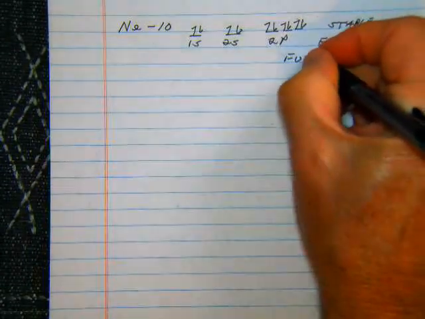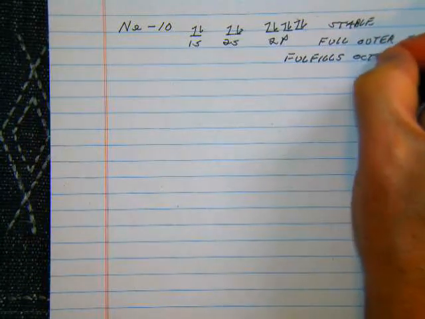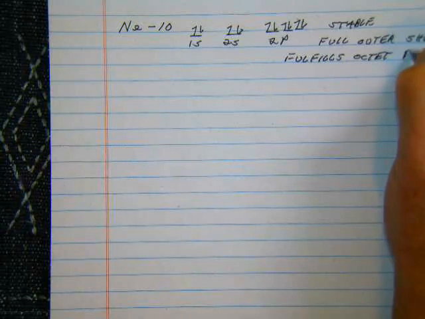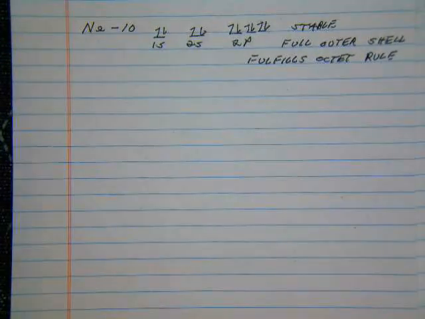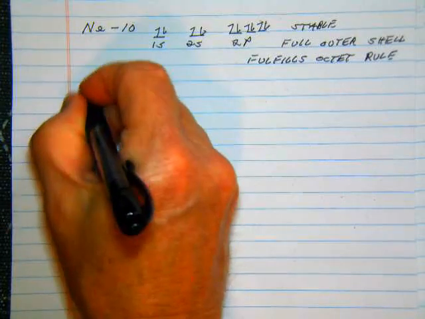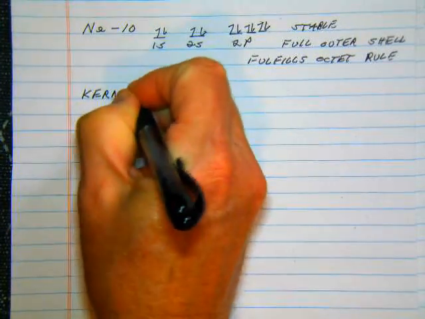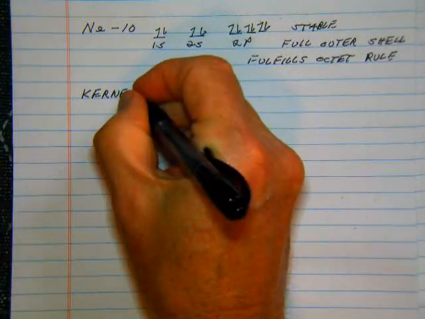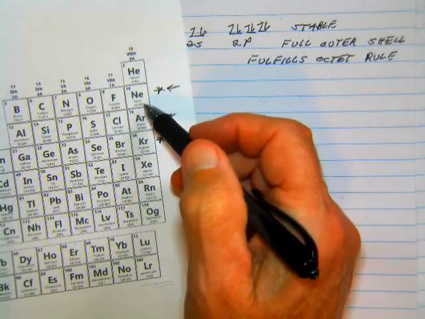And it fulfills the octet rule. Now, what you're going to see sometimes is the neon kernel. And as I mentioned, typically when you see the kernels, it's going to be neon, argon, or krypton. And I'm just going to do one with neon.